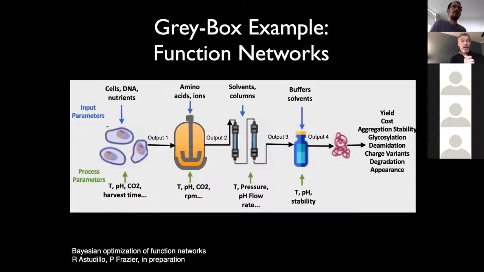So what we might think about doing is understanding that this overall objective function is actually a sequence of small stages that take their own individual inputs, produce outputs, and those outputs go on to the next stage of the manufacturing process. So the idea in gray box optimization of function networks is that we might be able to model individual stages in this process, do experiments on individual stages of this process in order to build Gaussian process models of the mapping from that stage's inputs into its outputs, and then wrap that all together into an overall optimization approach.